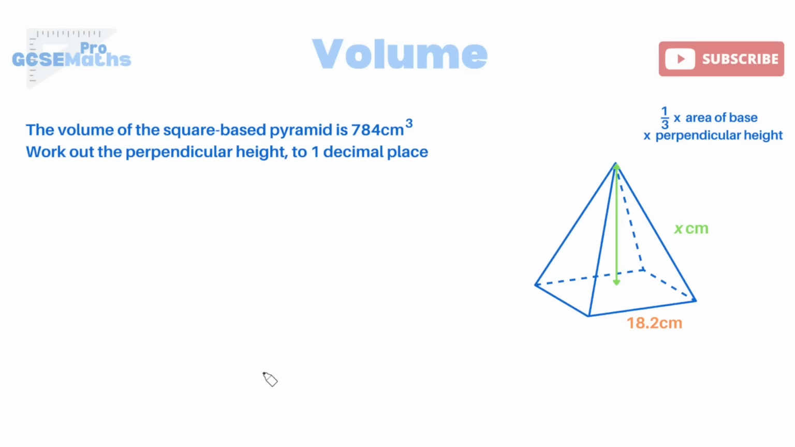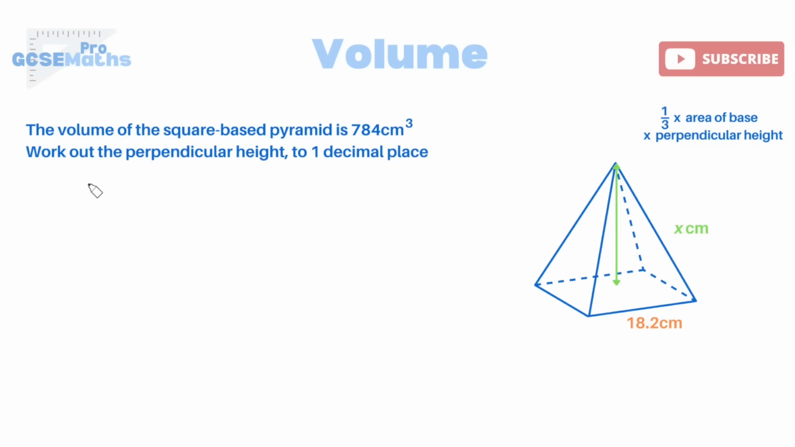Okay, so we need to know how to work out the volume of different shapes. Ideally, I would say we also want to be able to use the volume to work backwards and find one of the original dimensions. In this case, the volume of the square-based pyramid is 784 centimeters cubed, and we want to work out the perpendicular height to one decimal place, so that green height there.